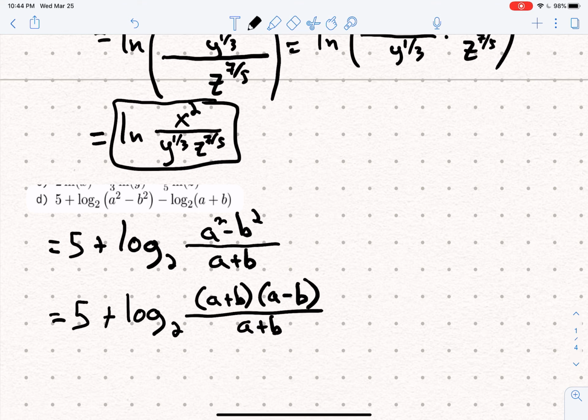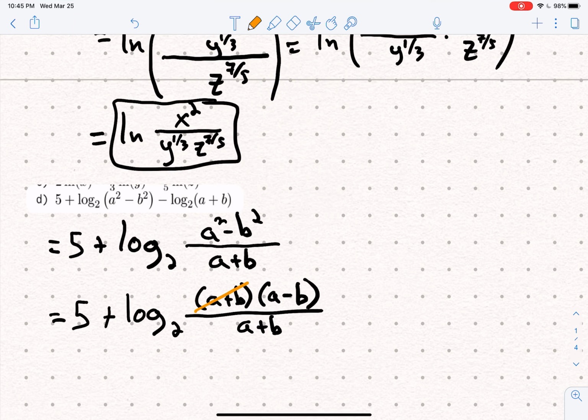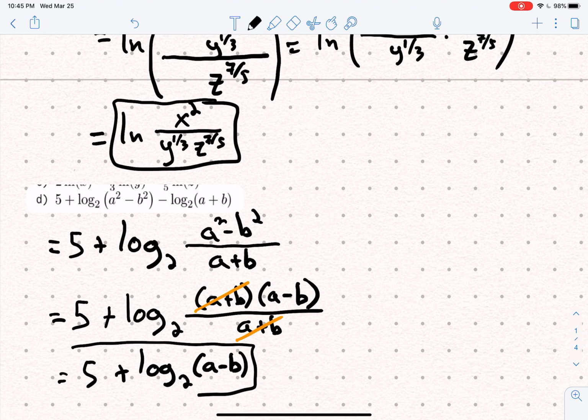And what's nice about this is that we now see that we're able to cancel a plus b on the top with a plus b on the bottom. And so altogether what we have is 5 plus log in base 2 of a minus b. That's my final answer.